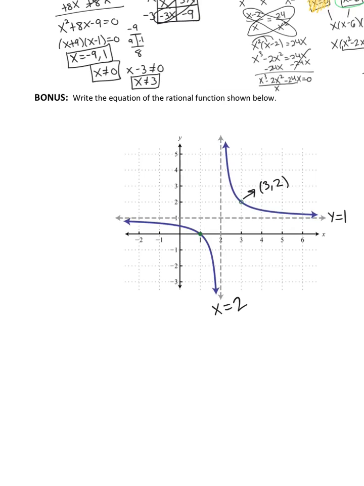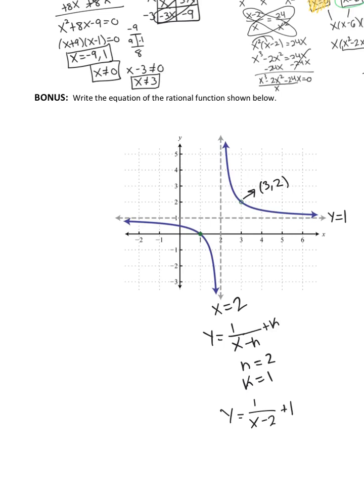So remember that this is your general parent function. I'll add this in, that might help you. So your h here is equal to 2 because that's your vertical asymptote, and your k is equal to 1 because that's your horizontal asymptote. So when I put this information in, we get x minus 2 plus 1.